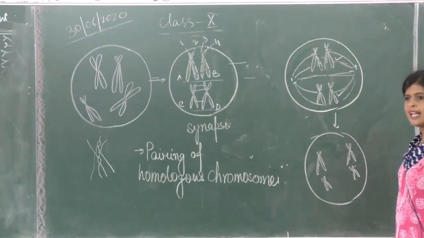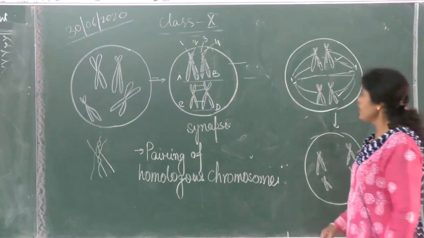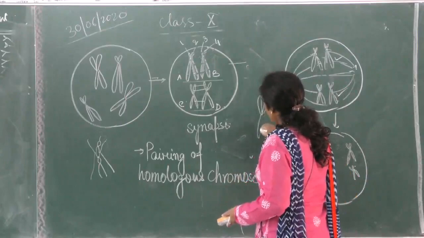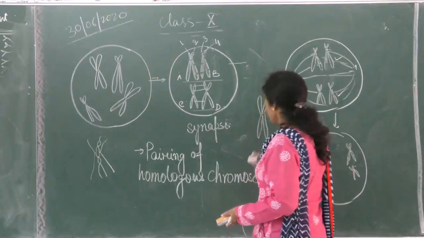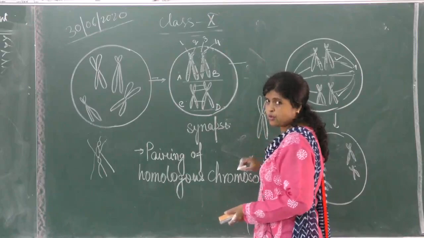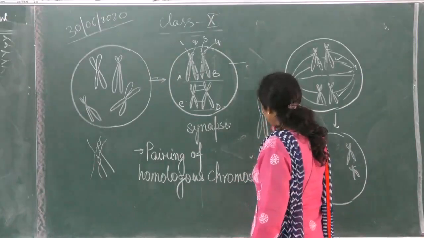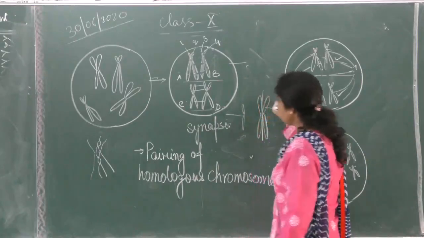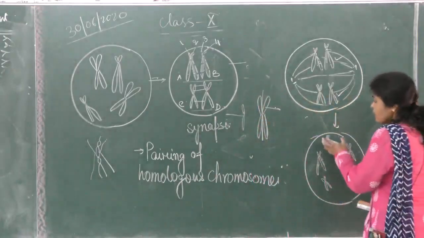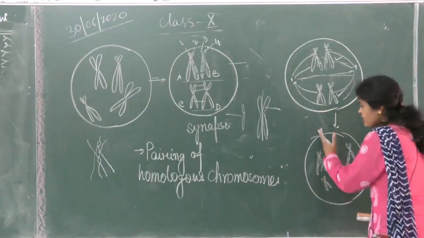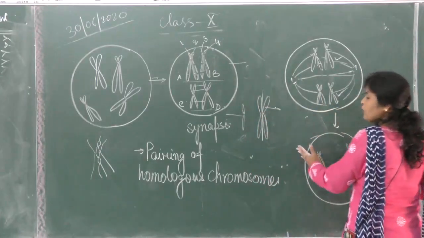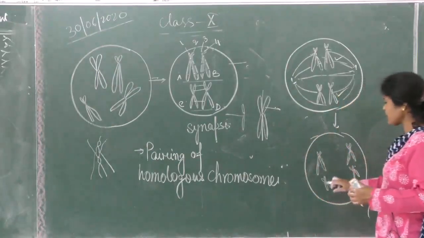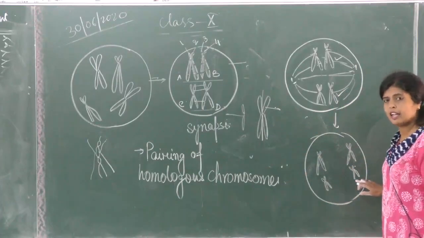How is it different from mitosis? In mitosis, there was a duplicated chromosome, and of the duplicated chromosome, one chromatid moves to this side, the other moves this side. Here, what is happening? The chromatids are not breaking. The sister chromatids are not separating, but the homologous pair of chromosomes are separating. And remember one thing, crossing over has taken place in each and every chromosome.